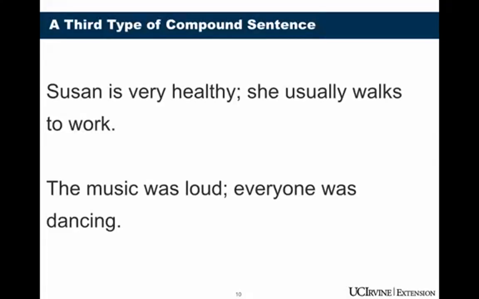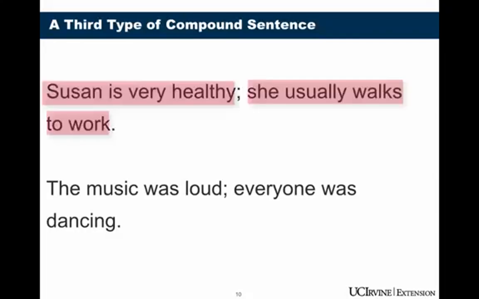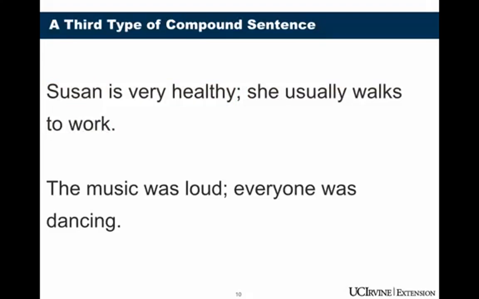Look at the first example. Susan is very healthy; she usually walks to work. Notice that these two sentences are very closely related, and we kind of have the meaning of and here. Susan is very healthy and she usually walks to work, right? You can imagine that. When we have two sentences that are very closely related and have the idea of and, we can use a semicolon by itself to join the two sentences. Notice I don't have a conjunction or transition here. I'm just using a semicolon, and it has kind of the meaning of and.